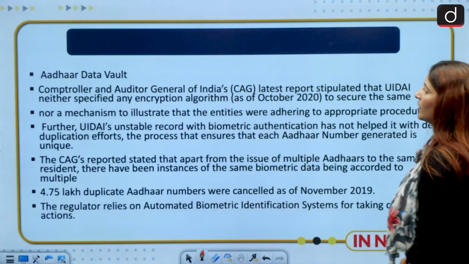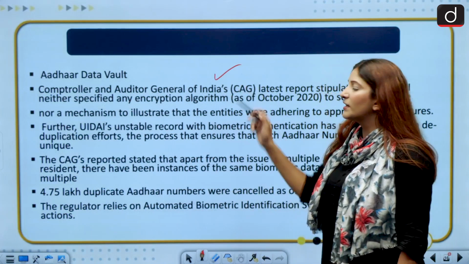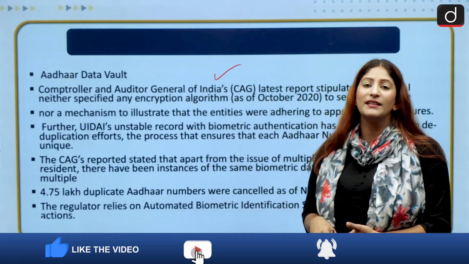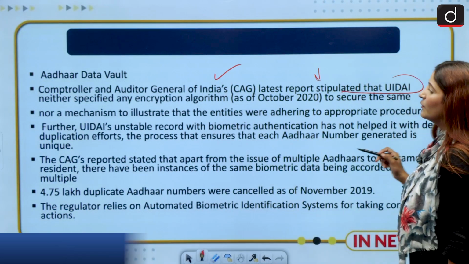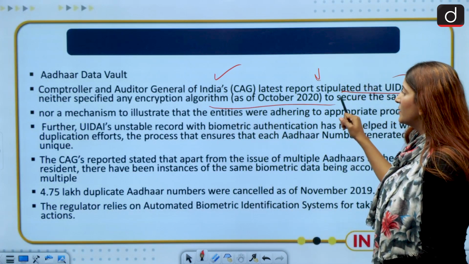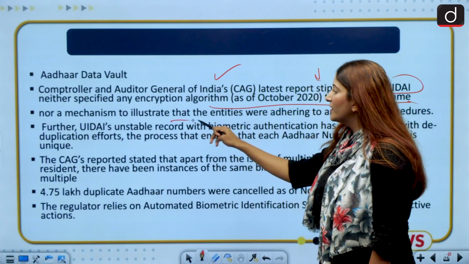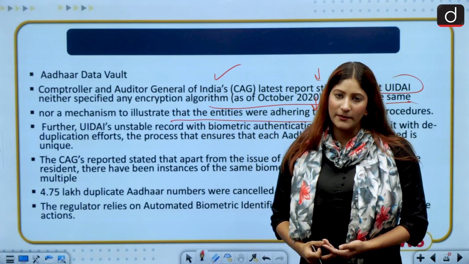Moving on, let's talk about the Aadhaar data vault. Now, the Aadhaar data vault is a vault in which the Aadhaar information is kept, and that was flagged by the CAG in its latest report. It was stipulated that UIDAI neither specified any encryption algorithm to secure the same, nor is there a mechanism to identify the entities that were adhering. So no proper information was kept in the vault.